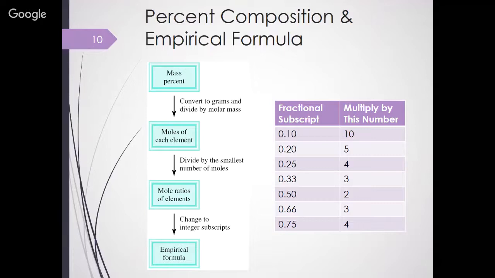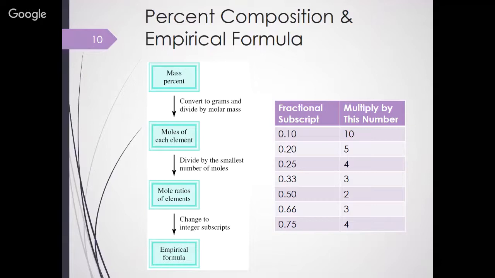I can convert to moles by dividing by the molar mass of each of those elements. Once I have calculated the moles, I'm going to divide by my smallest number of moles. This is to get to that simplest whole number ratio. Whatever value I get there, that tells me the subscript for that particular element. And then I can write out the empirical formula by taking those numbers and putting them as subscripts.